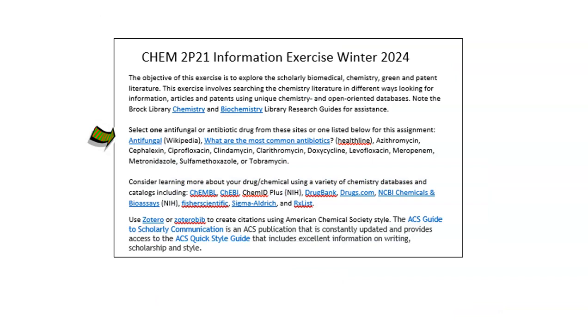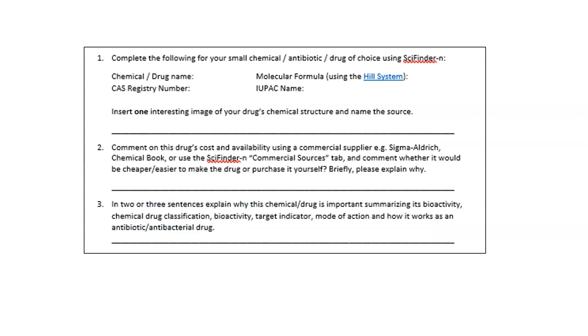So here's the exercise. You have to pick one antifungal or antibiotic drug that we'll be looking at. There's a Wikipedia site, and one of the most common antibiotics by Healthline is a good summary article about this. And there they are. Pick one, test one, try two, try three, find something that may be of interest, but you should use a drug or antibiotic from this list. And consider learning more about this chemical drug by using one of these open databases. They're just amazing. Some are catalogs like Fisher Scientific and Sigma Aldrich. And this list changes from time to time, and there's chemical compounds as well. And again, use Zotero or ZoteroBib if you think you need it for this assignment. I certainly would.